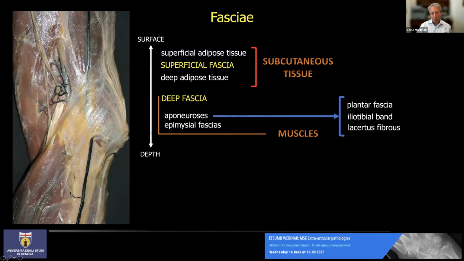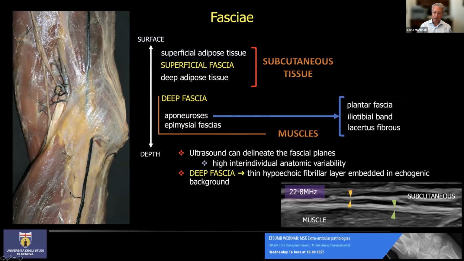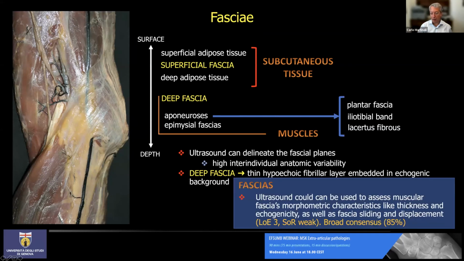So the pathology affecting the fascia is very heterogeneous. And the most important, at least for ultrasound, is the one affecting the aponeurosis. That may be the plantar fascia, the iliotibial band, or the lacertus fibrosus in the case of the distal biceps tendon. Here is an image of the deep fascia in the forearm. You see the superficial fascia located here in between two layers of fat, and then the deep fascia, as it appears, as a very thin hypoechoic fibrillar layer embedded in a hyperechogenic background.